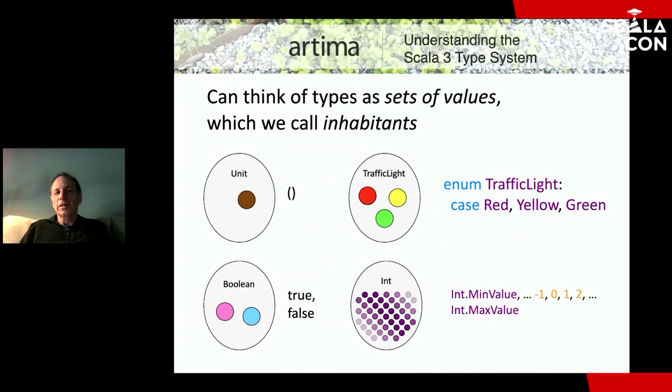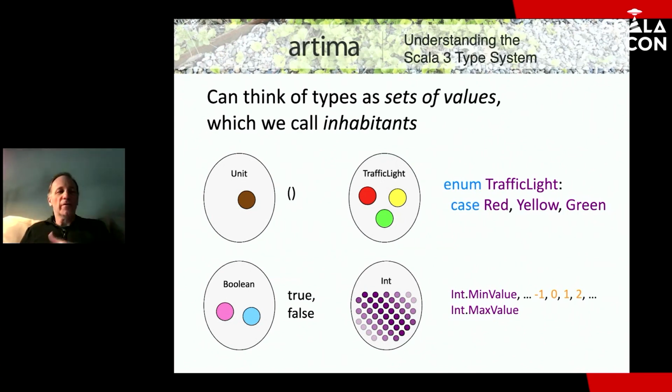So Unit is what's called in set theory a singleton set. It just has one inhabitant, one member. Unit is the canonical singleton set in Scala. It has one member, which we write as either empty parens or empty curly braces. That represents the same thing, and I just drew that as a brown circle inside that set. By contrast, Boolean has 2 things, true and false. Pink is maybe true and blue is false. Those are the only 2 inhabitants of Boolean.